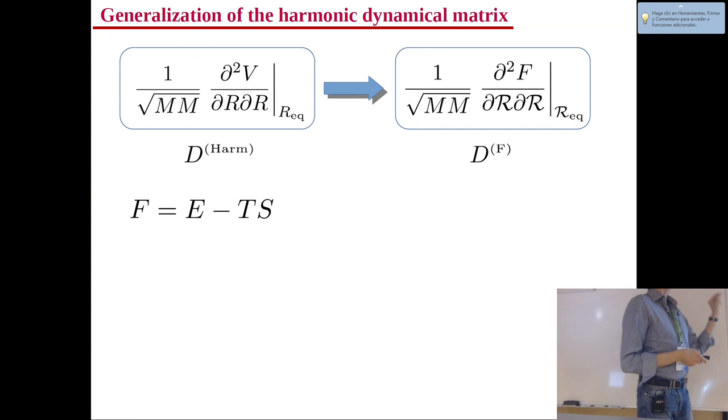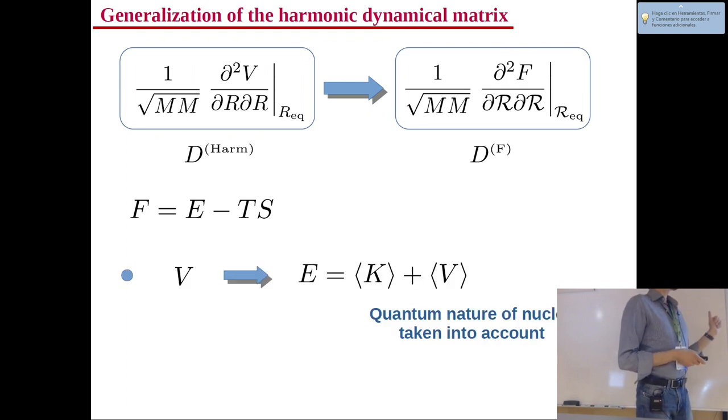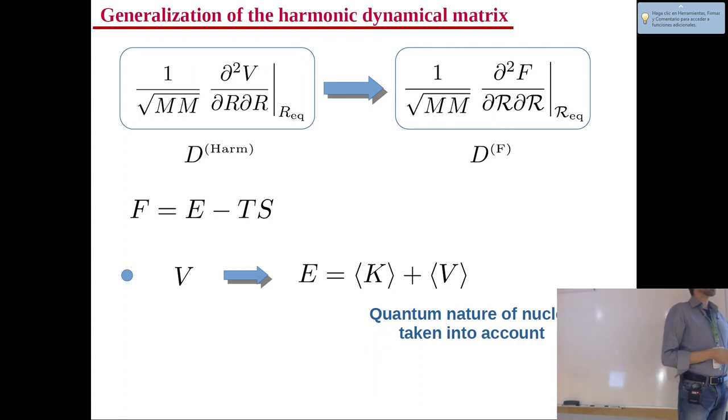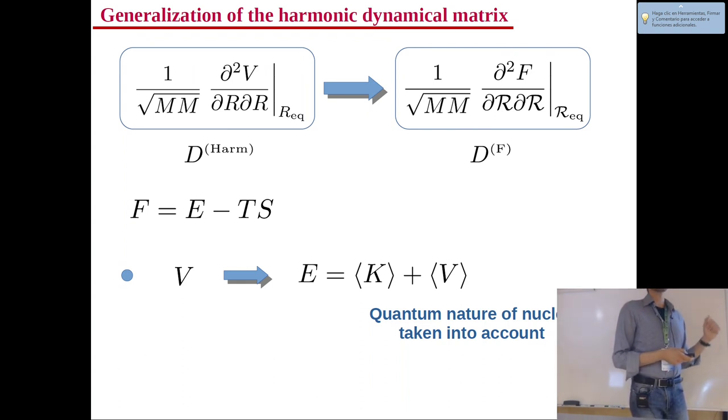So we replace V with F, where F is the energy minus temperature times entropy. First of all, we replace the potential with the energy, and the energy is the average of the kinetic part and of the potential. This is the quantum average. So this way we are first of all including quantum effects in the nuclei dynamics, because if we look just at the potential, it means that you are considering the nuclei as classical particles, whereas here we are considering the full quantum nature of the nuclei, because you are considering the quantum energy. Okay, so it includes, for example, the zero point energy.